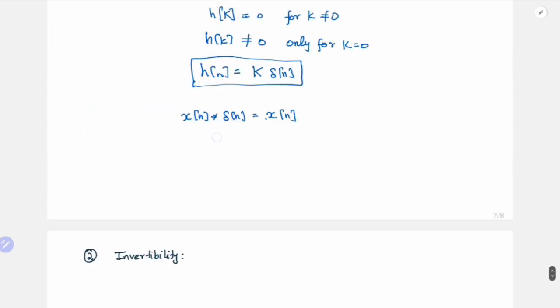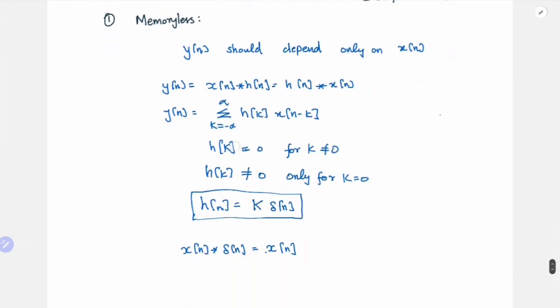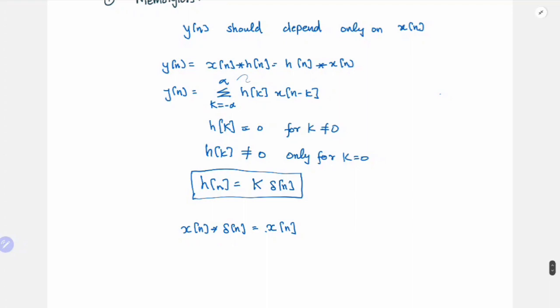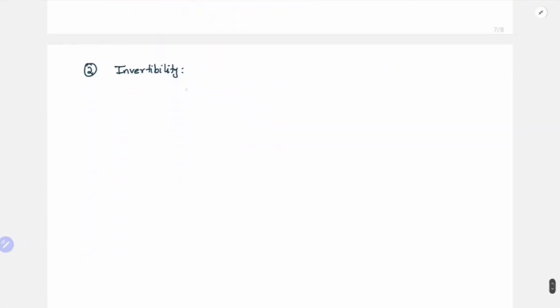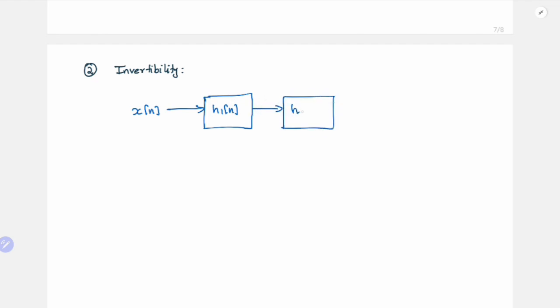And again, this is only valid for LTI systems, right? Because this definition is valid only for LTI systems. Okay, coming to invertibility, what we have? So if you have x of n passing through some system with impulse response h1 of n, then if it has an inverse, let's call it h2 of n, then it should give me the same output x of n itself. So h1 of n and h2 of n are inverse of each other.